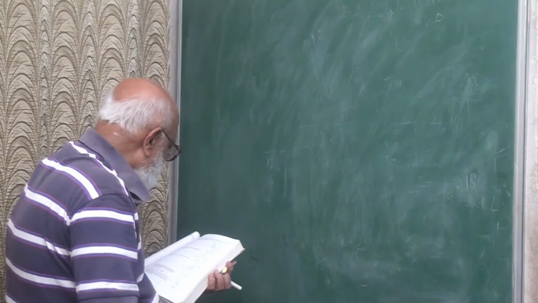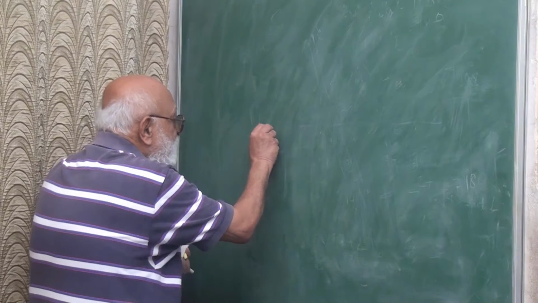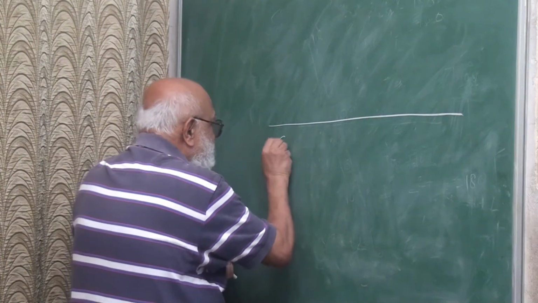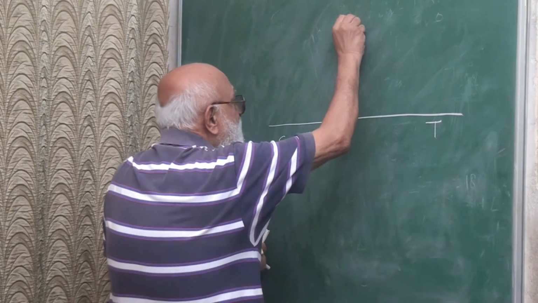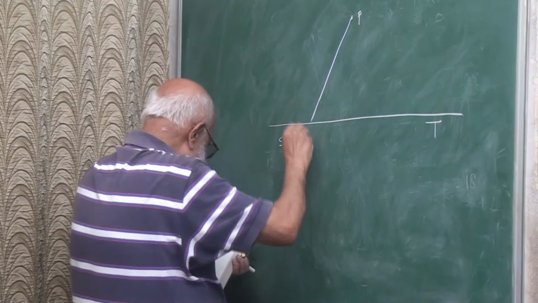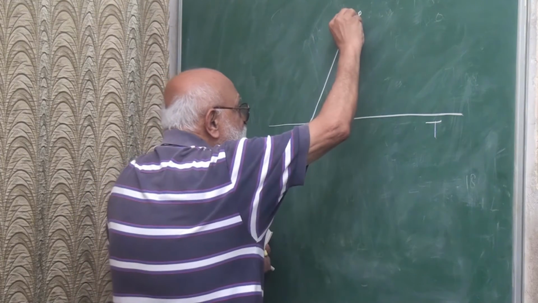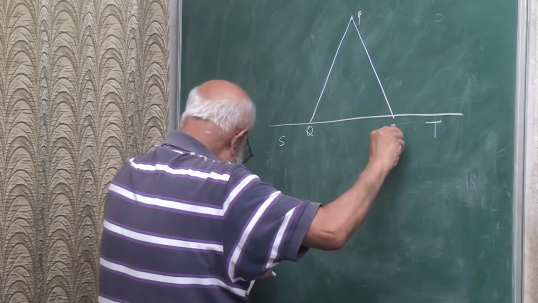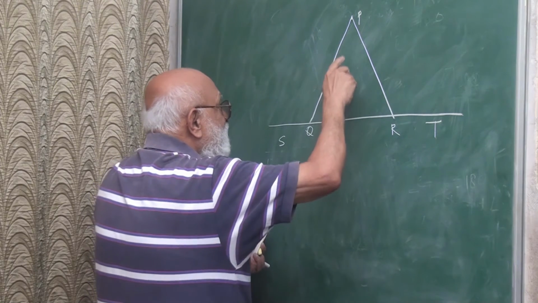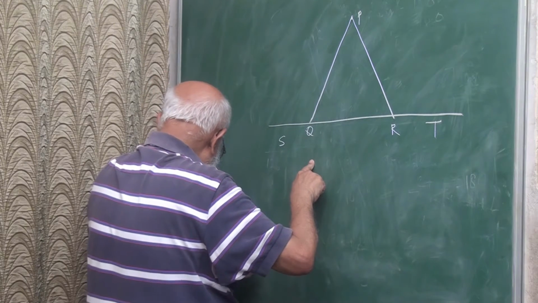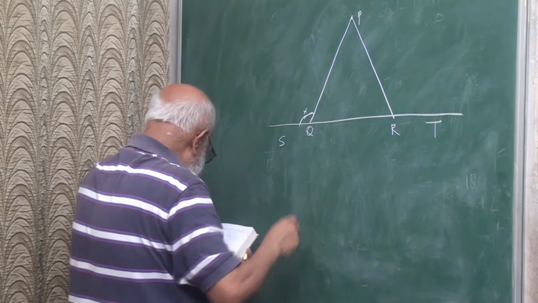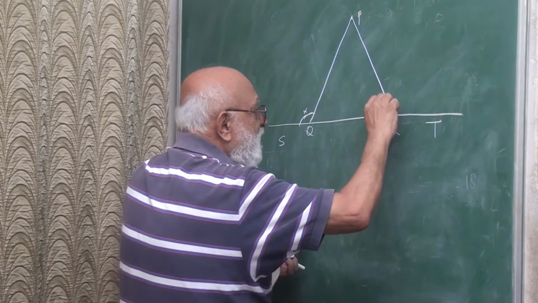So next one we are going to do, in this one we have a straight line that is given as S and T. We have a point P and two lines join here, as Q and this point join as R. It is given these two angles are equal, that is PQS, this angle, and PRT, these two angles are equal.